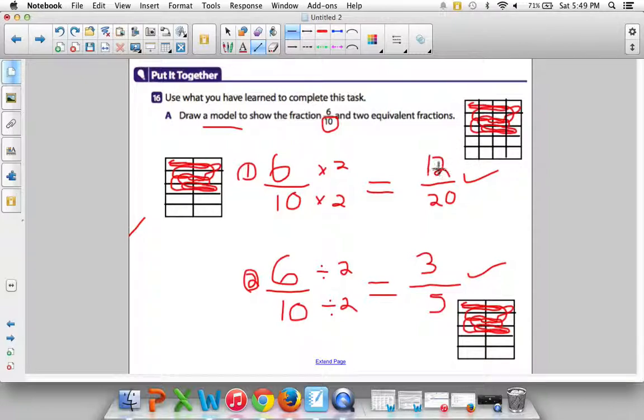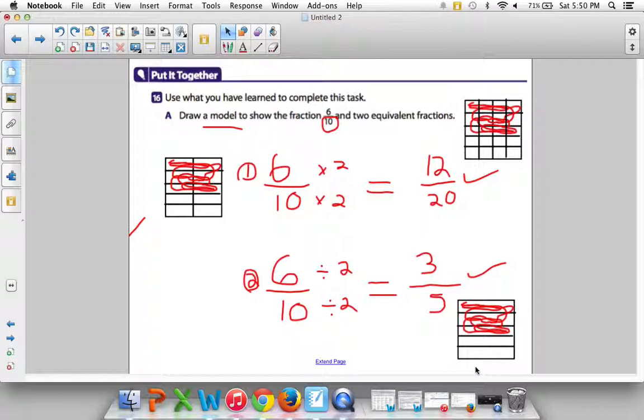It should be 12, right? Because these are equivalent fractions. 1, 2, 3, 4, 5, 6, 7, 8, 9, 10, 11, 12. Yeah, cool. And then down here, can I turn our original model into 3/5? Yes, I can, by taking away that line. Check it out. I take that line away. Now it's 3/5. 1, 2, 3 out of 5 pieces.